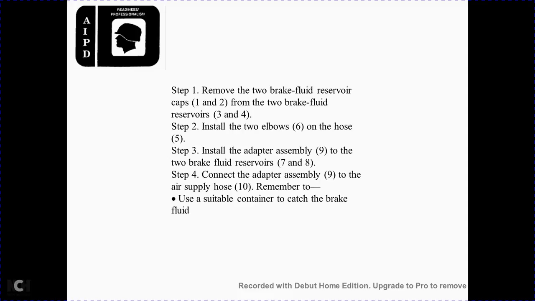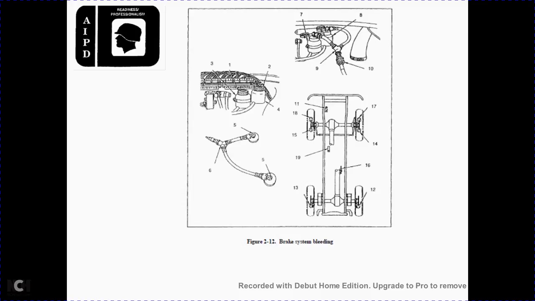Step 1, remove the 2 brake fluid reservoir caps 1 and 2 from the 2 brake fluid reservoirs 3 and 4. Step 2, install the 2 elbows 6 on the hose 5. Step 3, install the adapter assembly 9 on the 2 brake fluid reservoirs 7 and 8. Step 4, connect the adapter assembly 9 to the hose assembly 10. Remember to use a suitable container to catch the brake fluid. Figure 212, brake system bleeding.